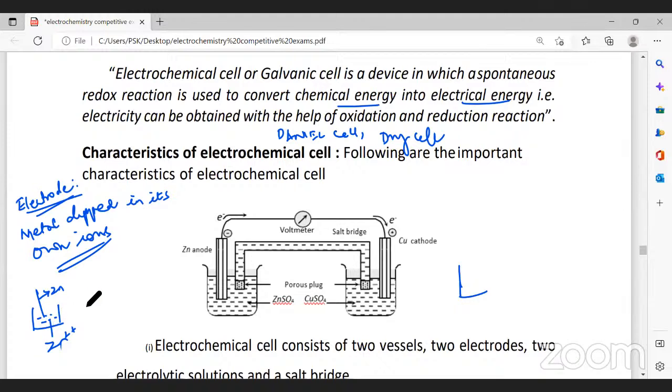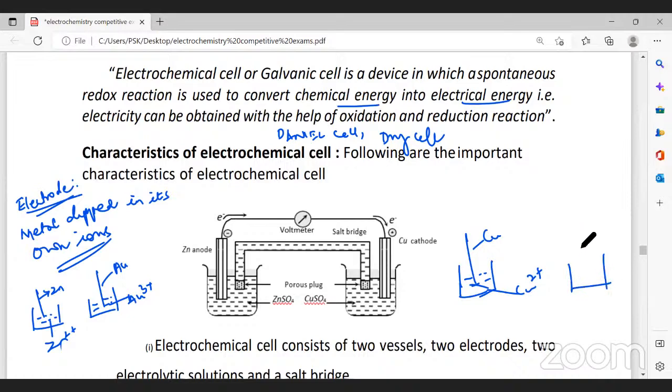Now, if we take Au3+ ions, auric ions, gold ions, and a gold metal is dipped here, this will be called a gold electrode. Likewise, if we have copper ions and a copper rod is dipped, this will be called a copper electrode. If we have silver ions here and a silver rod is dipped, it is called a silver electrode. So what is the definition of an electrode? A metal dipped in its own ions is called an electrode.